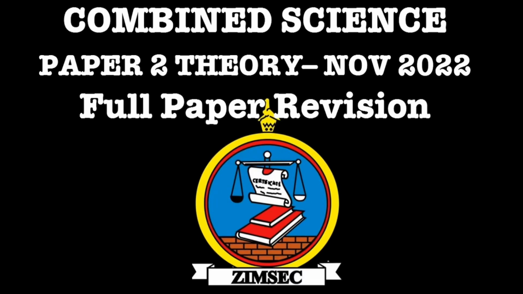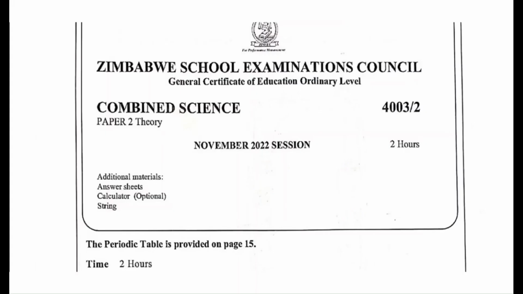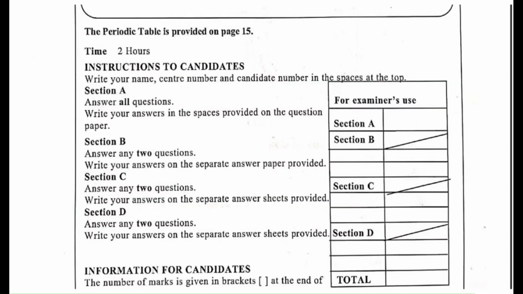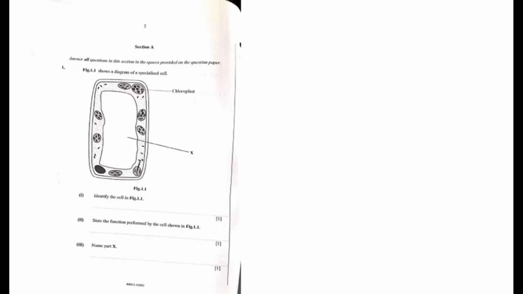November 2022 session, which we are looking at Combined Science Paper 2. We are given structure in question 1. Figure 1.1 shows the diagram of a specialized cell. There's chloroplast. There's feature X. The first question says, identify the cell in figure 1.1.